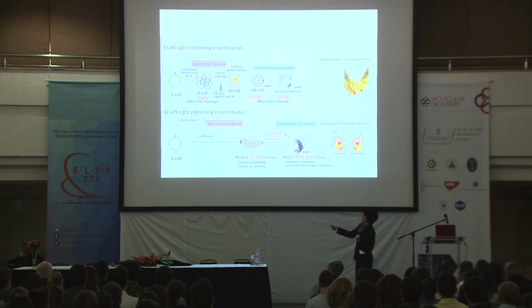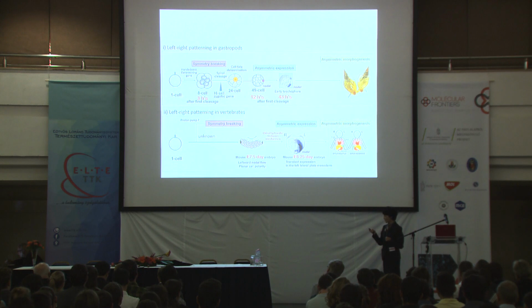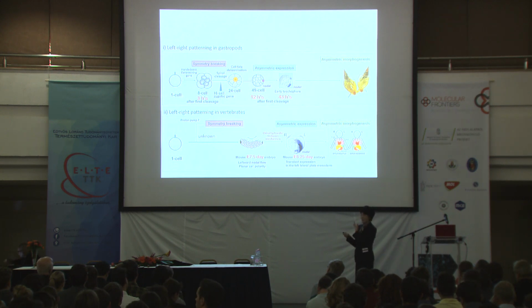But for my case, look at this. At 3 hours at 8 cell stage, chirality is determined. And at 24 cell stage, there is an organizer already established. Then nodal appears at 49 hours a bit later. So I think it is really ideal to work on this snail for understanding chiral morphogenesis.